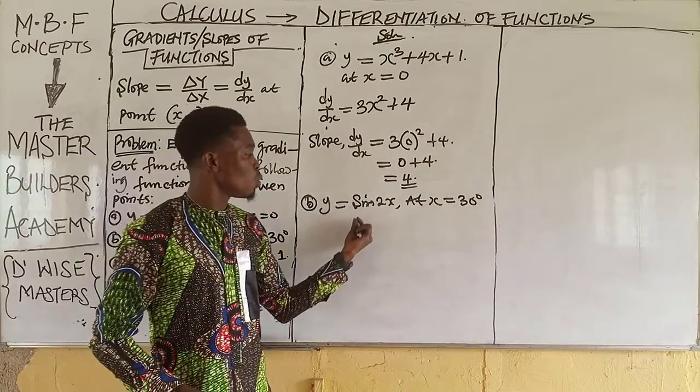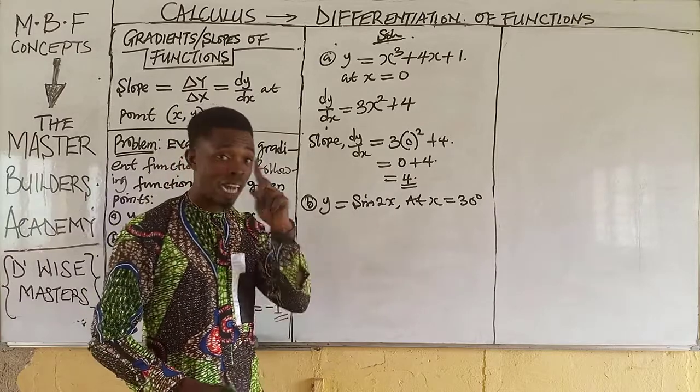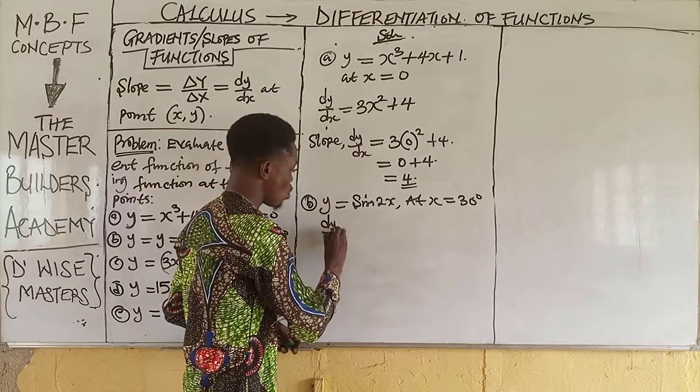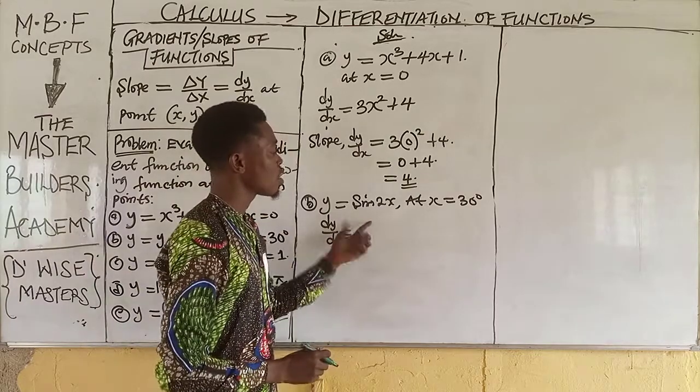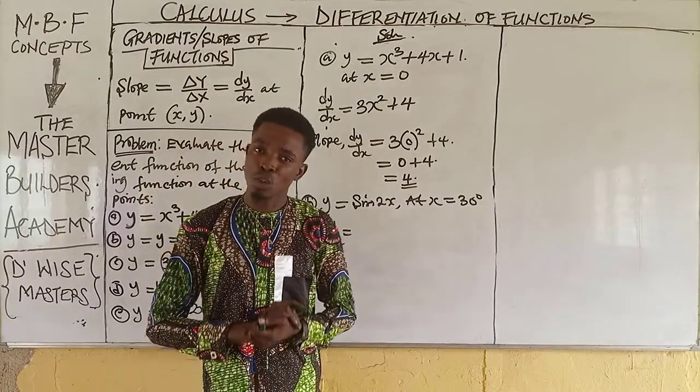Alright, so what do we do? To be able to obtain the greatest function, we need to differentiate this function once with respect to x. And when we differentiate this, we have dy over dx. Now I pause. What is this function? Trig.